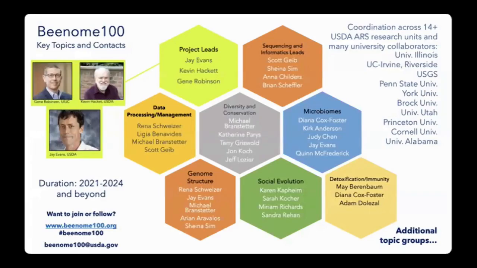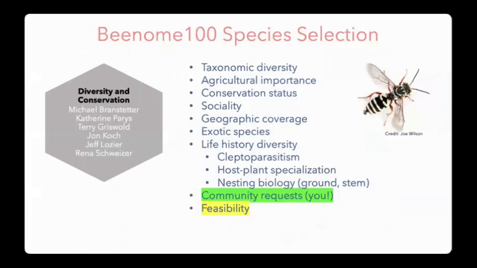Beenome100 is organized into groups with project leads and participants. Groups include bee diversity and conservation, data generation, processing and management, genome structure, sociality, and detoxification. The general idea is to generate the genomes and then have each group work on topic-specific analyses, culminating in a series of linked papers and projects that will hopefully be of high impact. Later in today's session, you'll hear from leaders in the conservation, sociality, and honeybee groups.